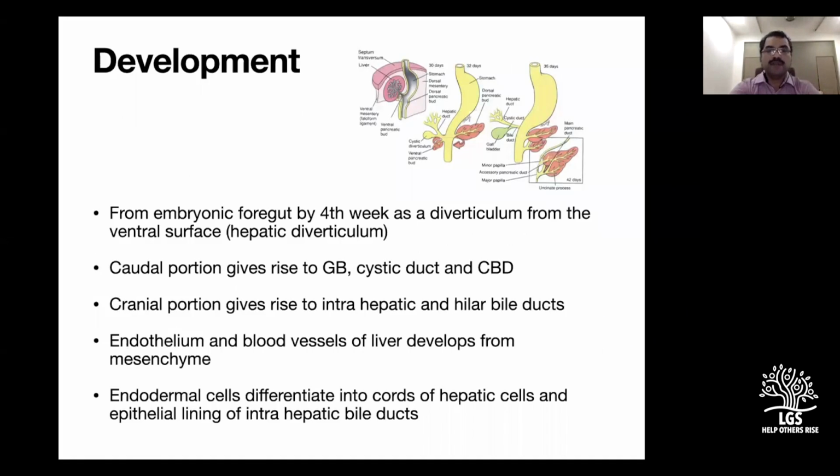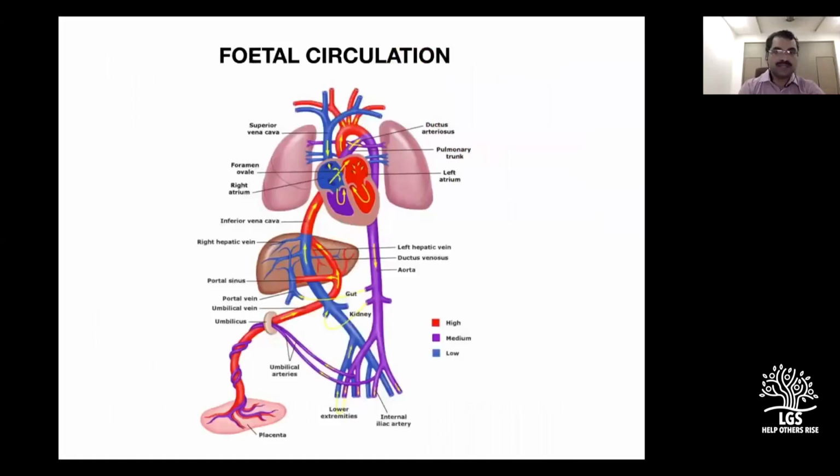The proximal portion develops into the liver, and the distal portion develops into the gallbladder and cystic duct. The endodermal cells differentiate into the hepatic cords as well as the epithelial lining of the bile ducts.